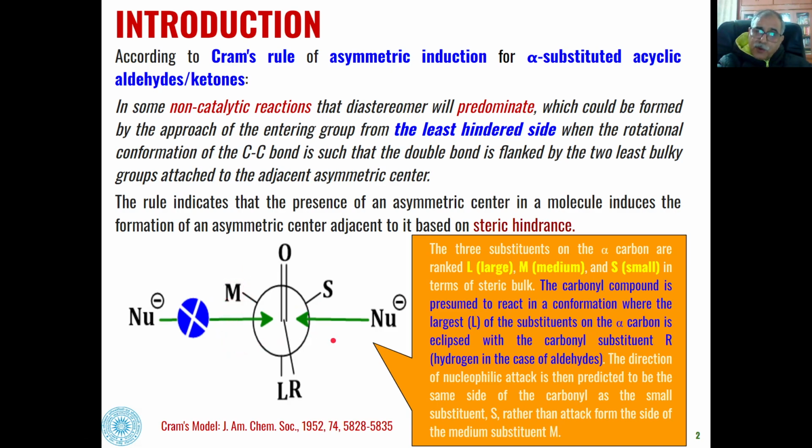So the product will be formed predominantly by attack of the nucleophile from the side of the smaller group present on the alpha carbon of the carbonyl system. So this is called Cram's rule.